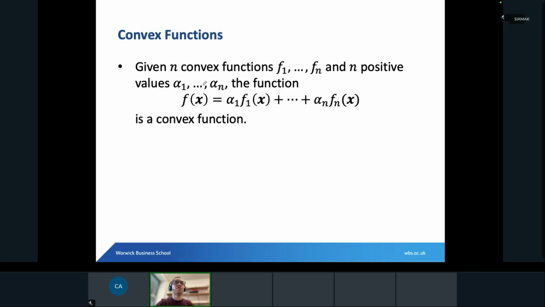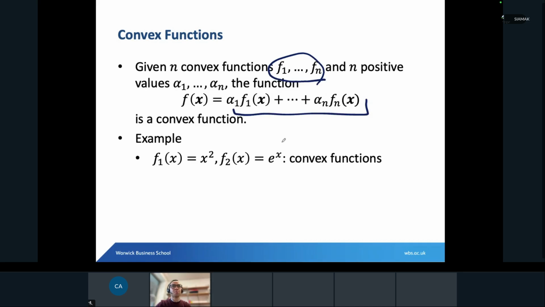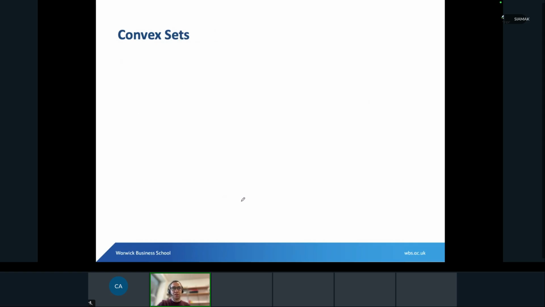If you have n convex functions, f1 to fn, and n positive scalars, a1 to an, the combination of them becomes a convex function. We'll try to do this in the workshop. So x squared itself is a convex function. E to the power x is also a convex function. This combination, which has two convex functions multiplied by only a constant, becomes a convex function as well.